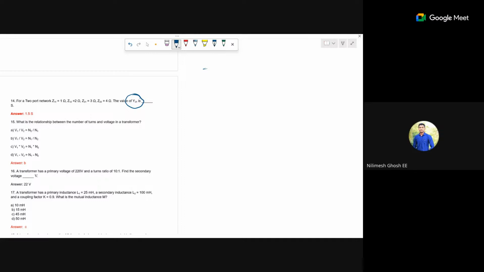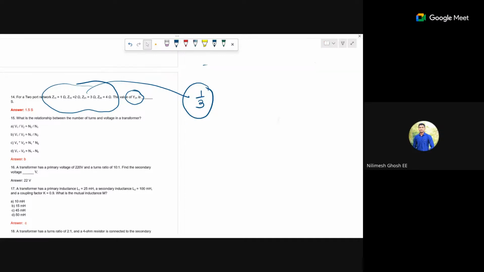Can you directly find Y21? Someone might take Z21, directly do 1/3 and put that as the answer, and his answer will be wrong. So you have to be careful about Y21. I told you in the beginning of the lecture how to calculate the Y matrix from the Z matrix. You just have to form the Z matrix and take its inverse, and that will give you Y21.